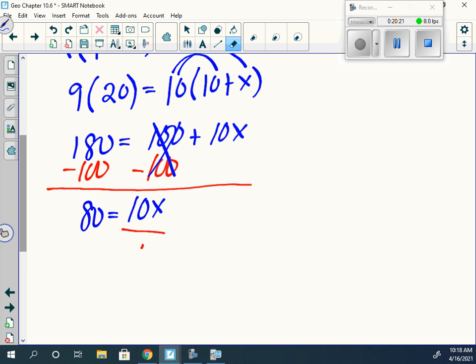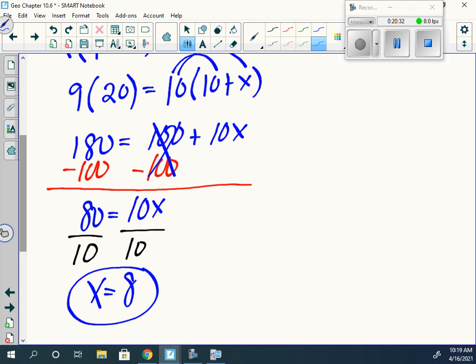Let's do it in a different color. Divide both sides by 10, which would tell us x is equal to 8. And on this one here, they're just asking us to find the value of x. Yes, they are, because value of x, correct? And so we are done, since it's just wanting us to find the value of x.